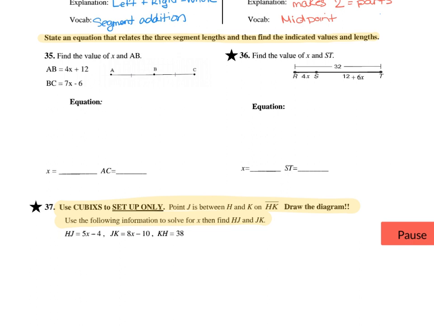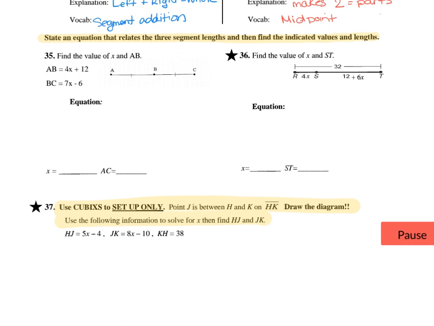All right, question 36 is just a little bit different because they are going to ask us to find out what x is and what ST is. Read the directions here. It says, state an equation that relates the three segment lengths and then find the indicated values and lengths. This question we're not going to just set up, we are going to solve it also. So question 36 says, find the value of x, and when I look at the picture, I find S and T. That is just the right side. That's the part we're going to be doing in the end.